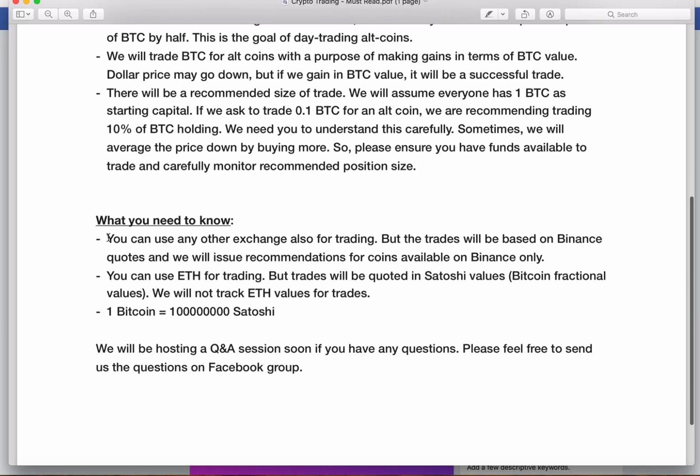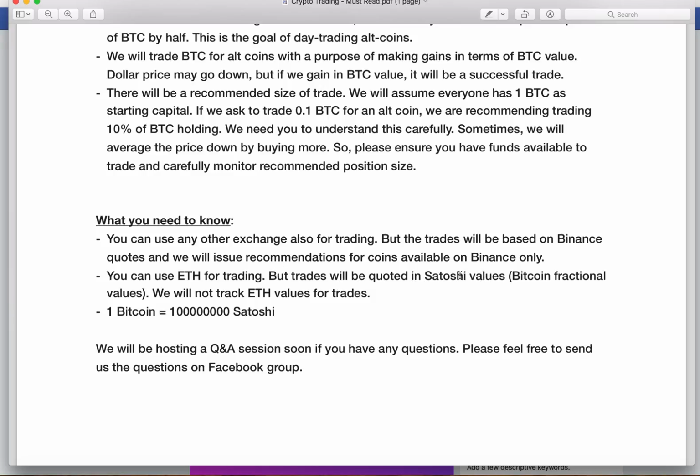Now, what else do you need to know? So as I said, you can use any other exchange. We will be mostly focusing on Binance. You can also use Ethereum. So we will go to the Binance screen and I will show you. But the trades will be quoted in Satoshi values.